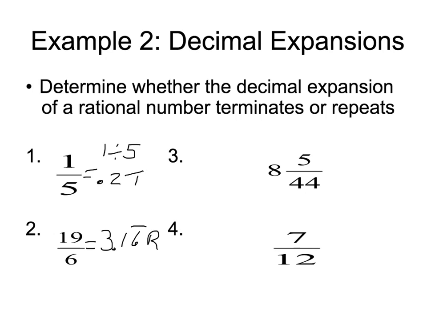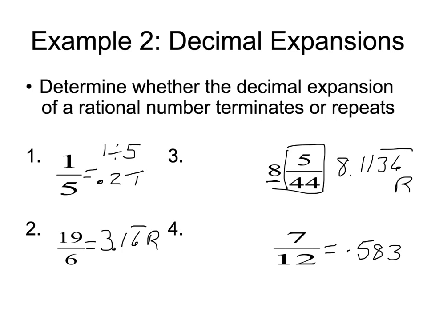Number 3, 8 and 5 over 44. First of all, the 8 out front here is going to be the whole number that goes in front of the decimal. So the only thing I'm going to plug into the calculator is the 5 over 44. 5 over 44 is 0.1136 with the 36 repeating, so therefore it's a repeating decimal. And then we have 7 over 12, that's 0.583, with the 3 repeating, so again a repeating decimal.